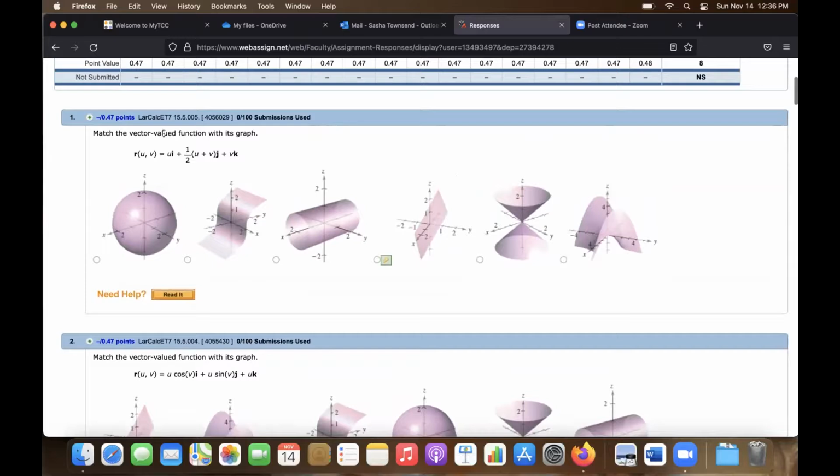And then this one, where x is equal to u, y is equal to u times the quantity u plus v, and z is equal to v. That was the plane that I was having such a hard time drawing. And it's sketched right there.